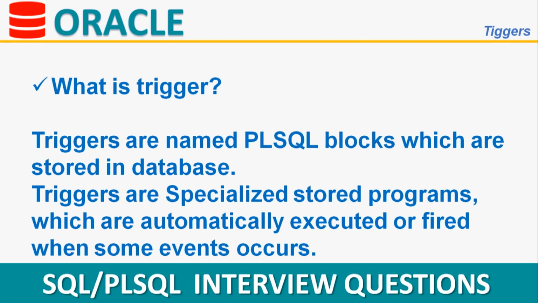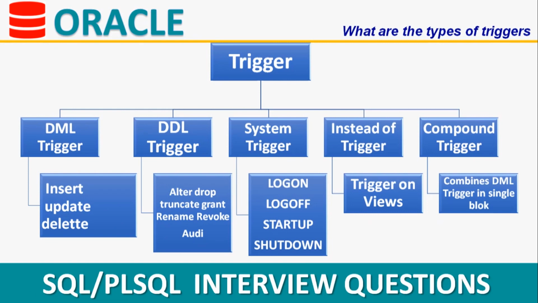We have a variety of triggers, but mainly we will work with only DML triggers. DML triggers mean that while performing any DML operation on the table, the DML trigger will fire and capture that information. For audit log purposes, we capture who is inserting the data, who is updating the data, and what the previous value was.